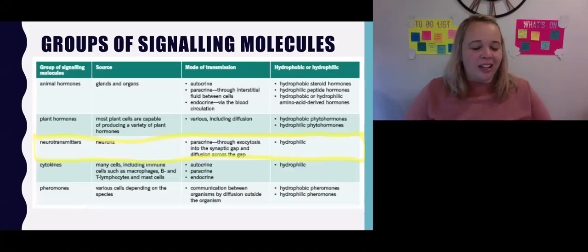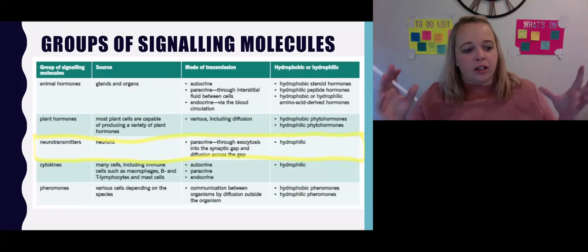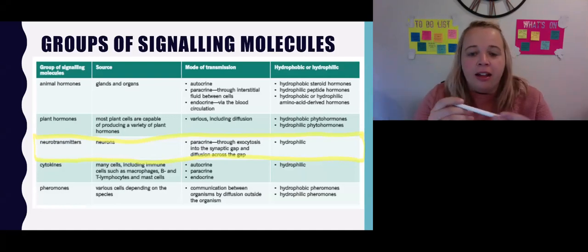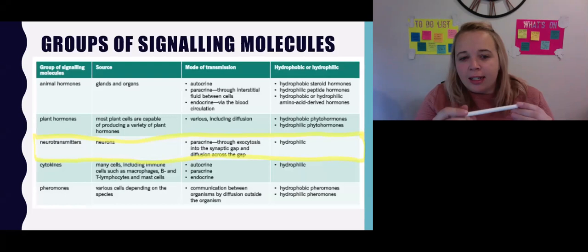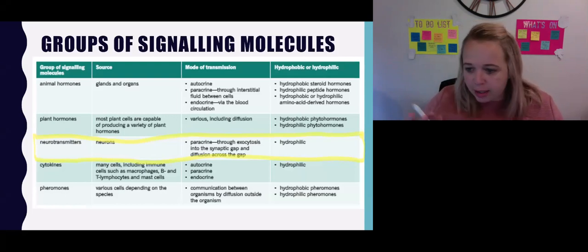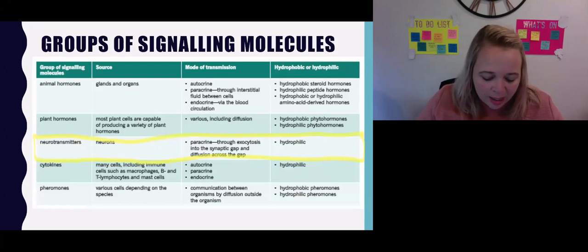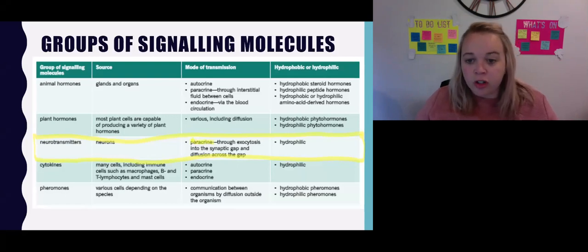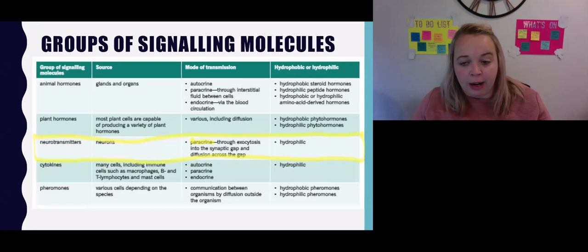To our third group. They get faster from here on in. So neurotransmitters are our next type of really specific signaling molecule we're going to talk about. Now, what you'll notice about the table here, and this is the table you've got on your notes, is that these ones are only paracrine. So you do need to know that these ones are paracrine.